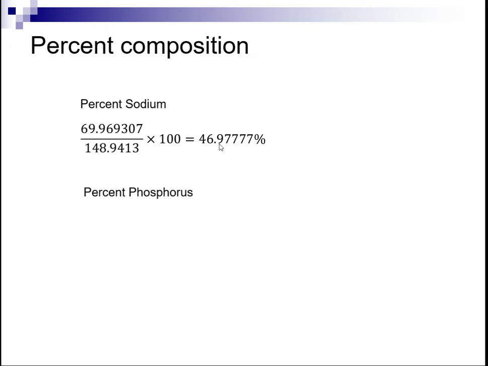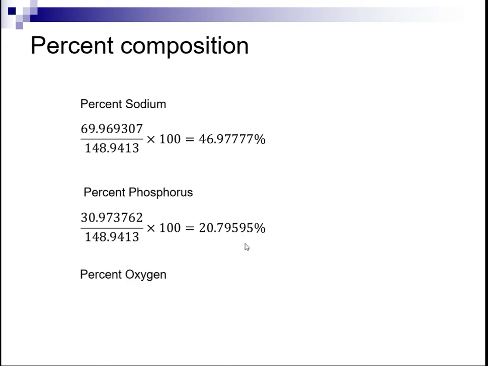46.97777% sodium. For phosphorus, take my mass that came from phosphorus, divided by the total, times 100, 20.79595% phosphorus. And same with oxygen. Percent that came from the oxygen only, divided by the total times 100, you get a number.